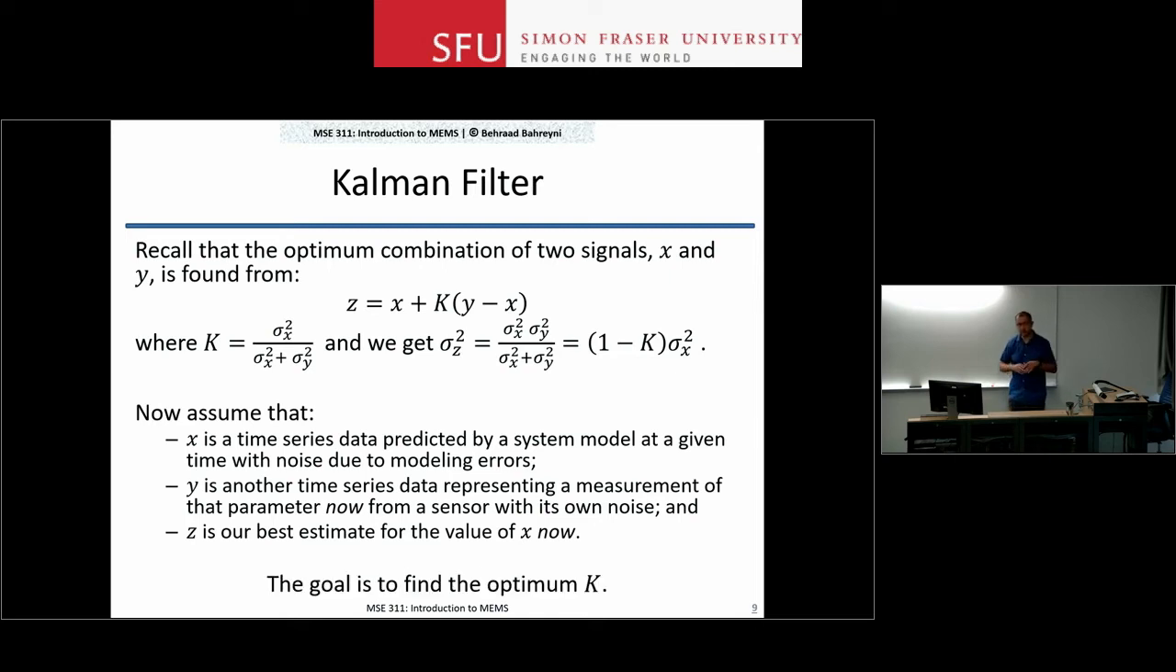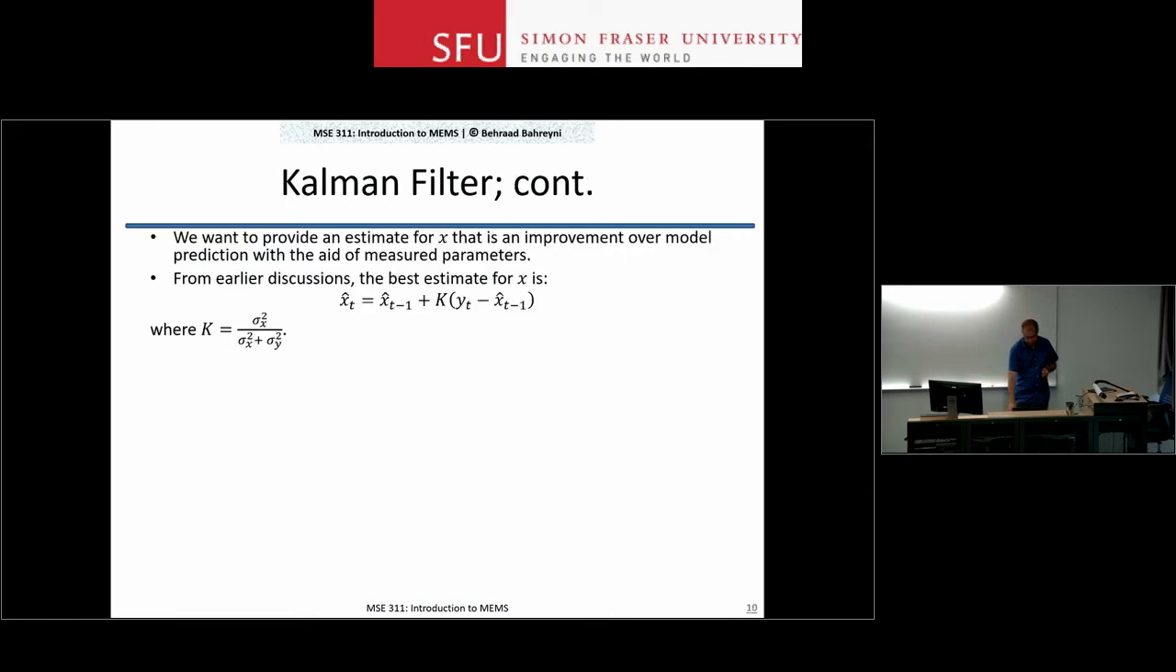Our goal from this whole process is to calculate K, right? So I need to know that coefficient. I know X, it's the module output. I know Y, I read it from the sensor. How do I combine these two with each other? That's the K. I need to find that K in order to optimally do that.